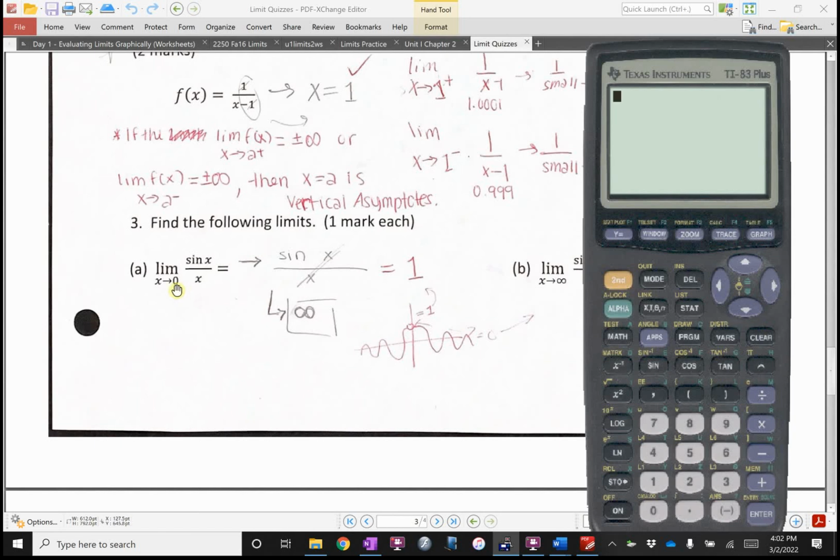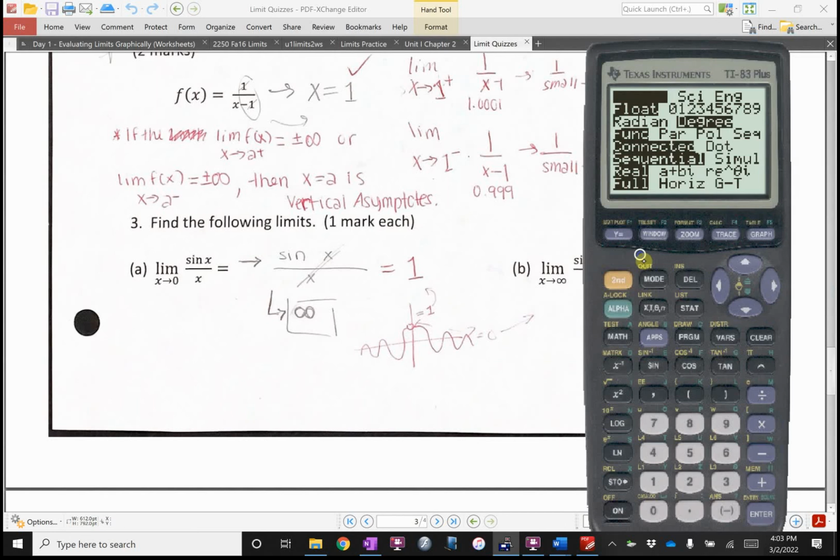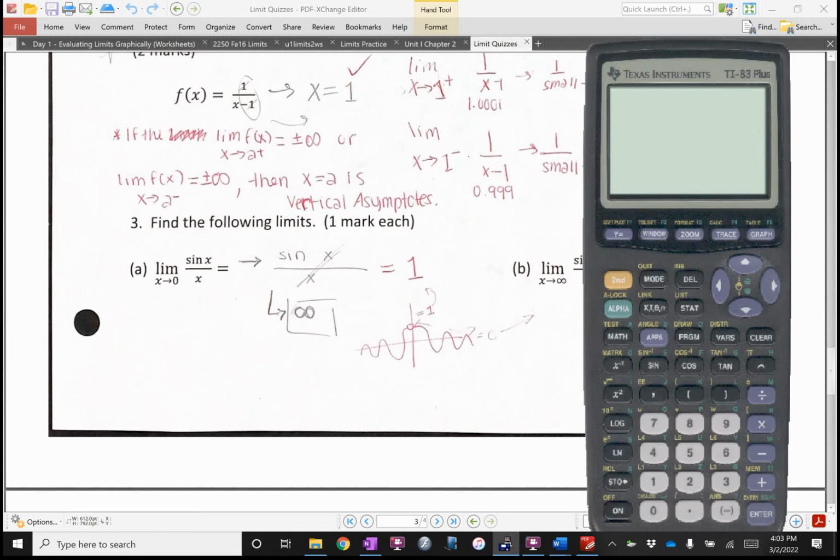I'm going to sneak up on 0 from the left. So I'm going to, first of all, make sure I'm in radians. Oh, stop that. Have been in radians for ages. Hello, my old friend. Radians are great. Radians are rad. Rad. Tough audience. Okay, and I would go sine.